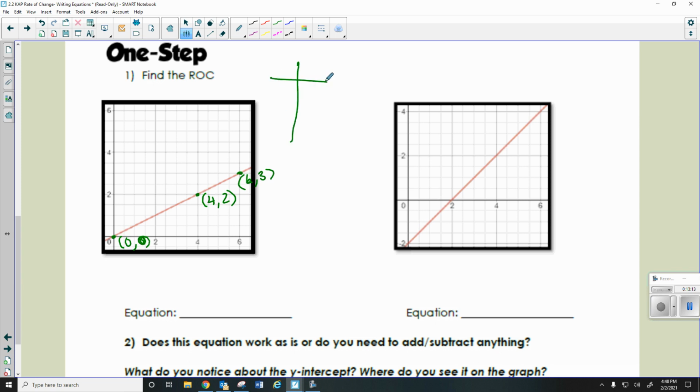So finding that slope, I can put those points into a table. So I can put in 0, 0. I can put in 4, 2, and 6, 3.